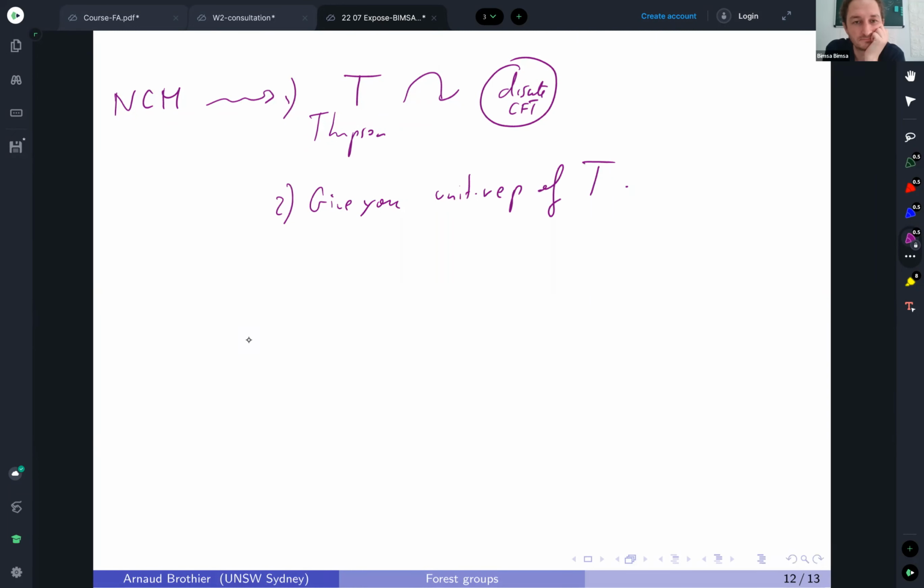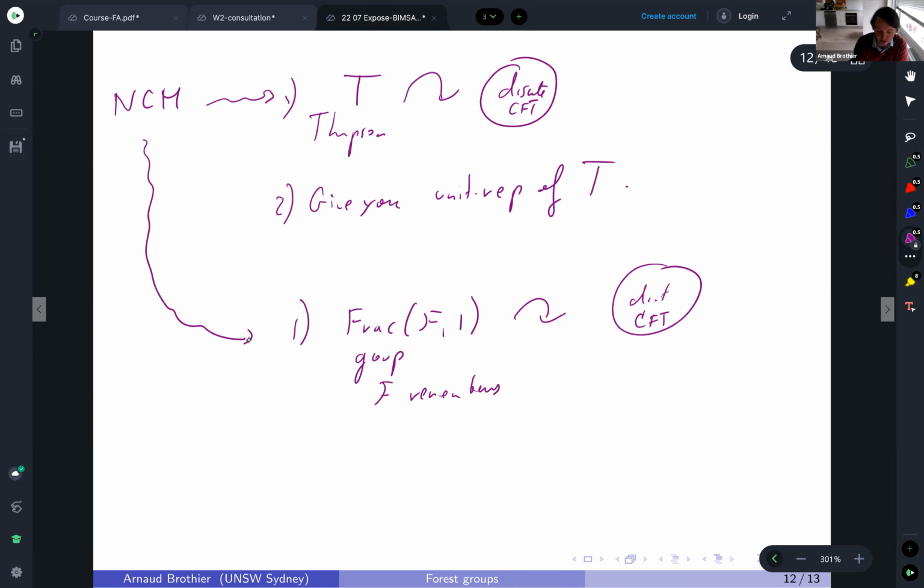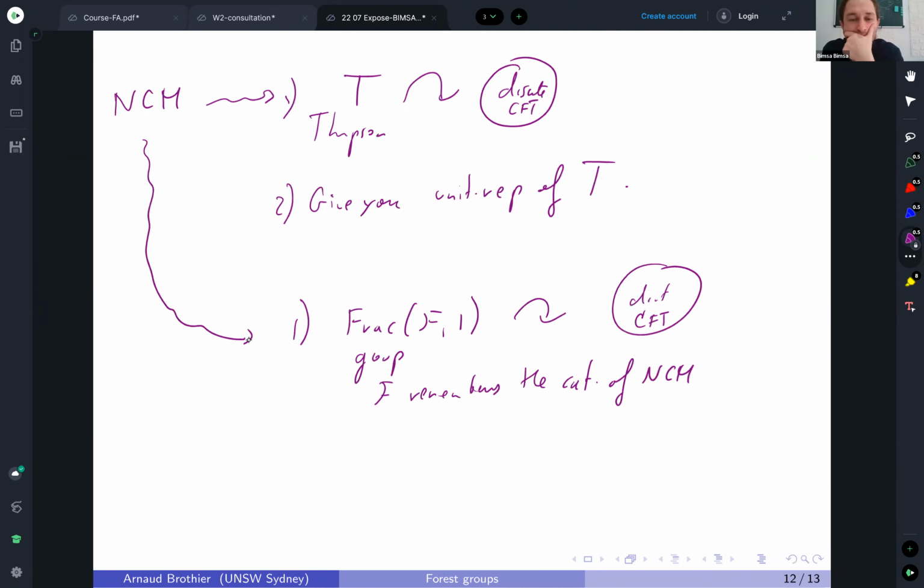Now what I do is that I take that, but instead of having T, the Thompson group, I have a group F that is acting also on some discrete CFT. But now F kind of remembers in some sense the category of N inside M, or is built from the category of N inside M. While here on the top, you just take always the same group.